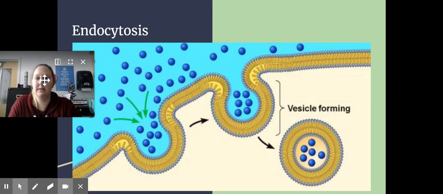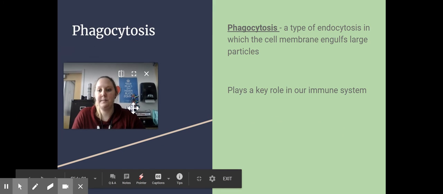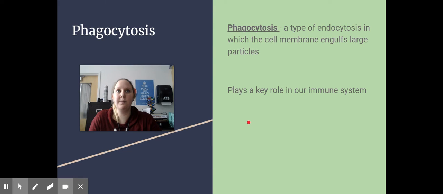Visually, we pinch our membrane, it pinches off, and we get our vesicle, and then lysosomes will come in and break this down. Vesicles are made up of the same double layer of phospholipids as the cell membrane, and it's how we can create these vesicles so easily. Depending on the type of product that is being brought into the cell depends on what type of endocytosis it is.